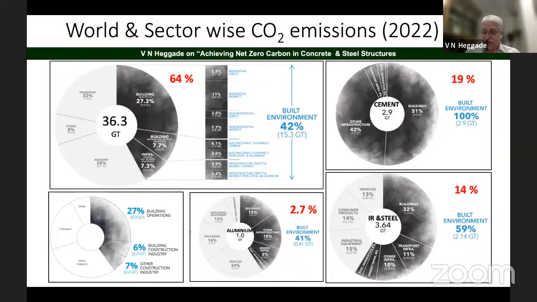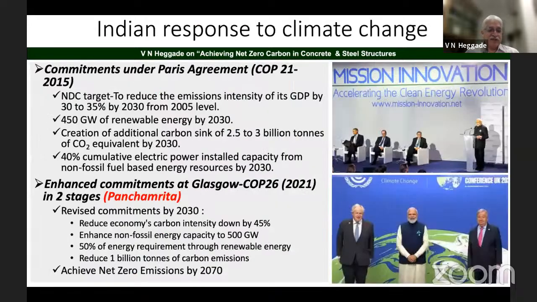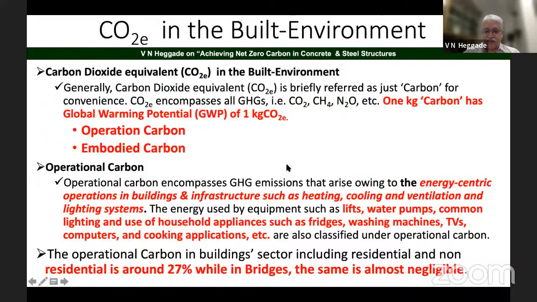Now, let us try to understand the terminologies which are used, embodied carbon and operation carbon, etc. All of us are aware that very famously our Prime Minister Modi announced the Panchamrita to bring down the carbon to net zero by 2070, basically in two phases, 45% by 2030 as well as 2070. To a certain extent, it has been achieved too.